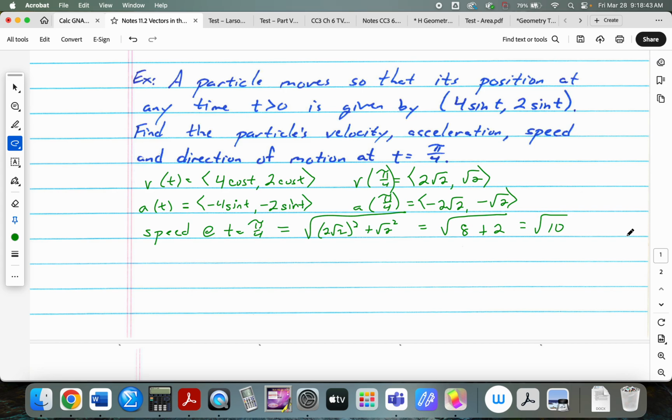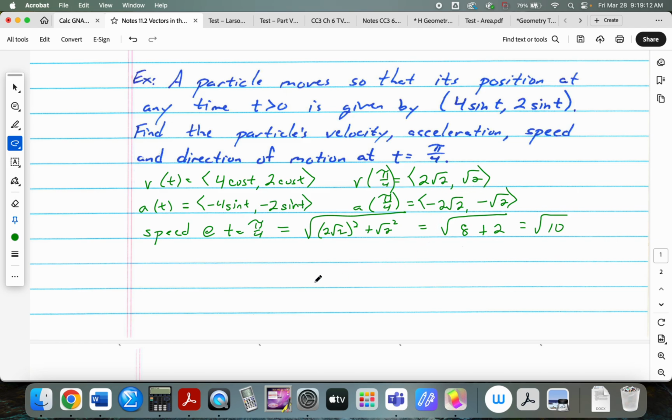Now, the direction of motion. So what we're looking at then is, we've got a velocity, and that's going to tell you the direction of the motion. So what we need to look at is that its vector for velocity is given here.